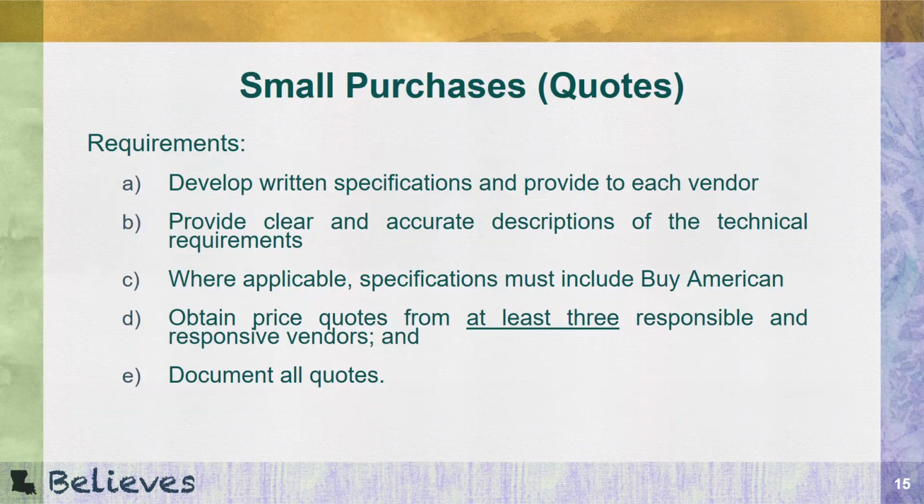When you're using the small purchase method of procurement, you have to make sure that you have written specifications that you provide to each vendor. Make sure that your descriptions are clear and accurate. Buy American provision is applicable when you're using the small procurement method. And make sure that you obtain price quotes from at least 3 responsible and responsive vendors. And of course, make sure you document all quotes and maintain them on file.